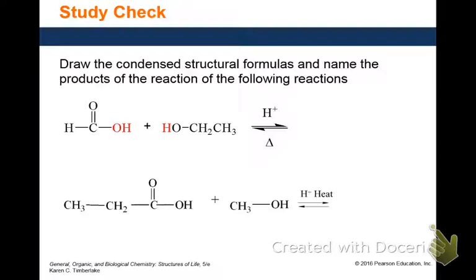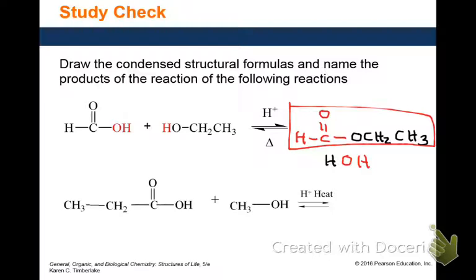You guys got the first one? So I'm going to start with my H and my C double bond O, and then I'll change colors. And then my OCH2CH3. And the other part that I'll get out of it are H and OH. Okay. So this is the ester that you get from that first reaction.